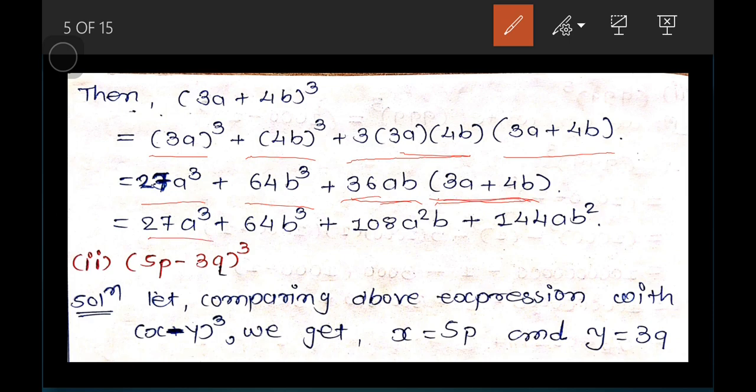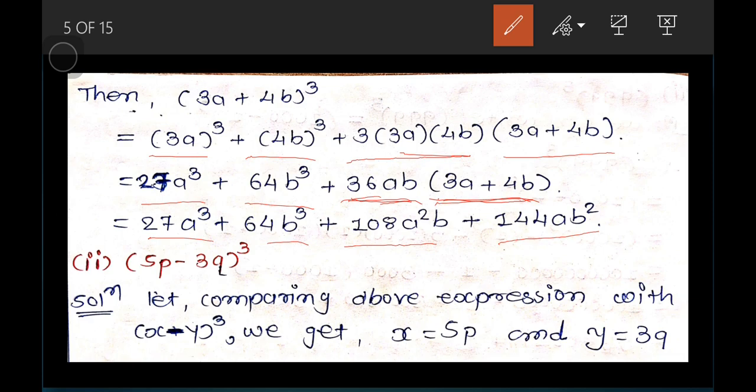So 27a cube + 64b cube + 108a square b + 144ab square. So with the help of this identity we can solve such types of examples. Now the other cube that we expand, the second one, is in the bracket (5p - 3q) whole cube.